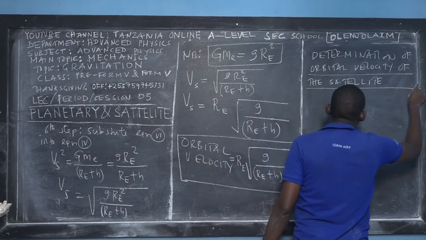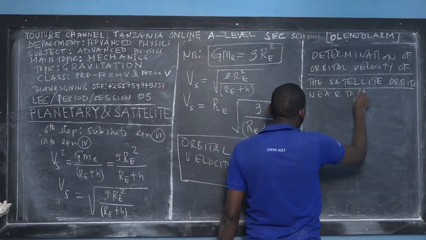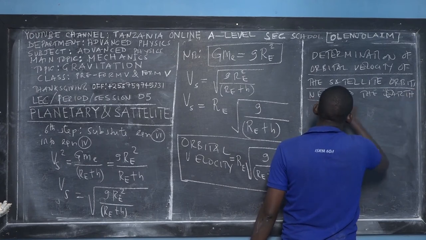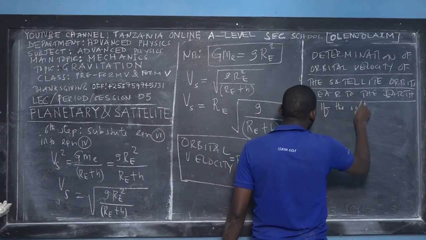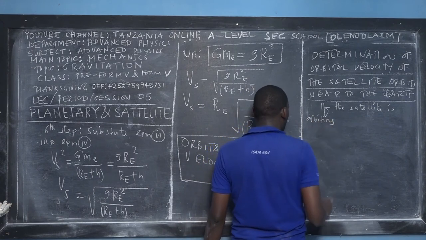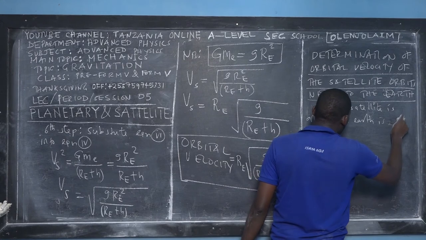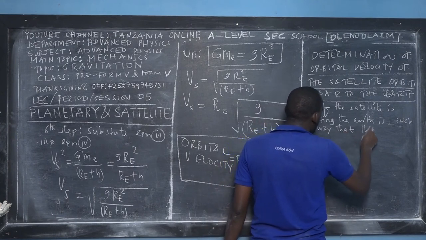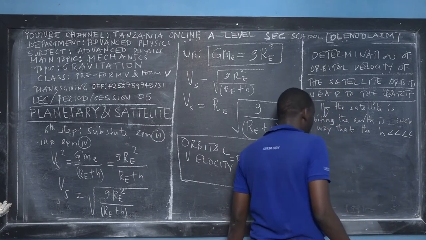When the satellite orbits near to the Earth, it means that its height is negligible. We say that if the satellite is orbiting, or revolving, is orbiting what? Is orbiting the Earth in such a way that the height from the orbit of the satellite is very, very small.